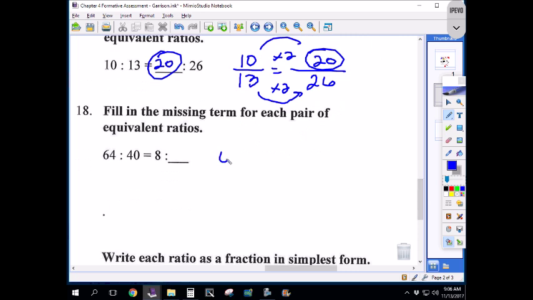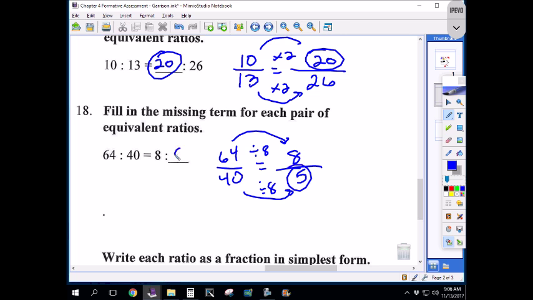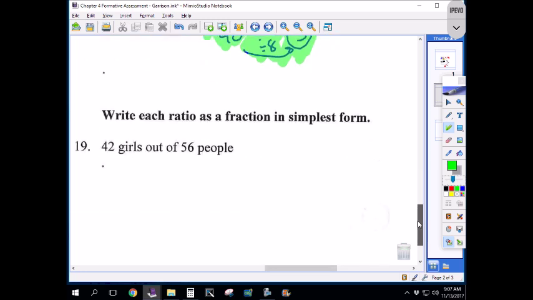Okay, this one here, same way. I'm going to do my first ratio, 64 to 40, equals 8 over blank. What am I doing to my 64? I'm dividing it by 8, right? So what do I have to do to 40? Divide it by 8. That's going to give me the term 5. Okay? Again, if you didn't have this, it's not wrong, but I would like you to please write it because I just think it makes it a little easier on you.